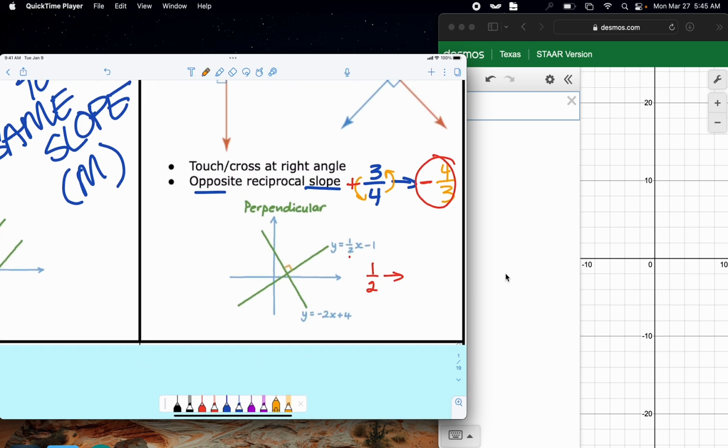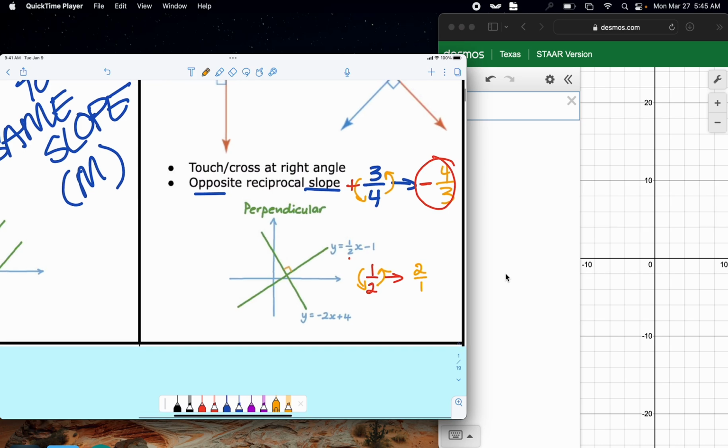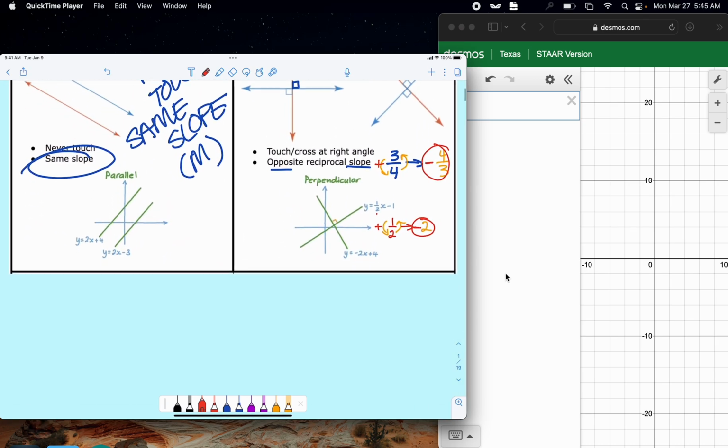And say you have 1/2. You would flip it, and it becomes 2 over 1, which is actually 2, and then this one was positive, so it changes to a negative. This is your new slope. So let's try some examples.